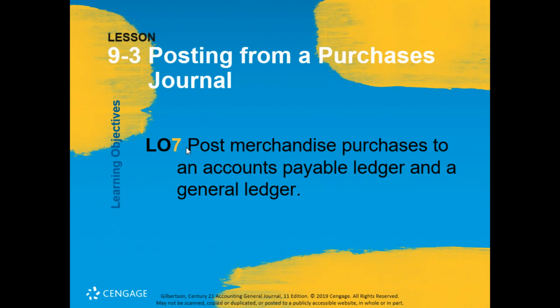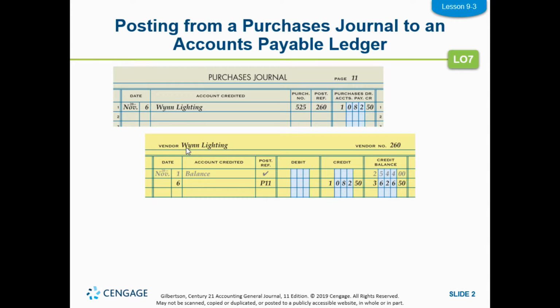So here in lesson 9.3, we've done the entries to the purchases journal. Now we're going to turn around and post them to our accounts payable ledger, our subsidiary ledger or subledger, and our general ledger. Again, the subsidiary ledger has all those different vendor accounts in it. And we're also going to be posting just one total rather than many individual accounts. We're going to check that out in a moment here.